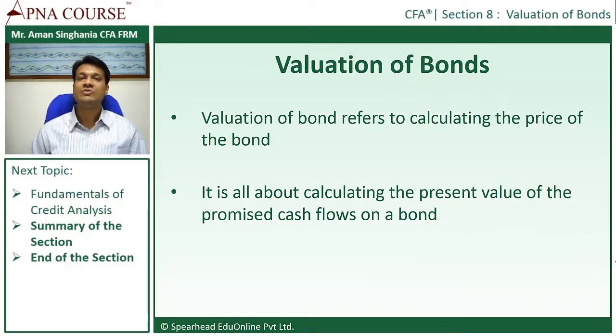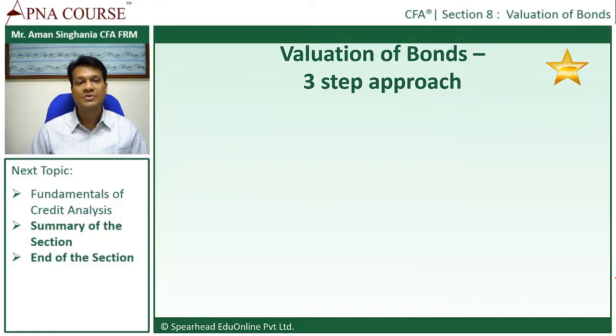Now, what exactly do we mean by calculating the price of the bond? Can I say that the price that an investor is willing to pay for a bond is nothing but the present value of all the future expected cash flows on a bond? So that is essentially what we're going to do when we are valuing a bond. We will plot the cash flows on the timeline and bring them back to present by discounting each cash flow at an appropriate yield. So let's look at the approach that we're going to use.